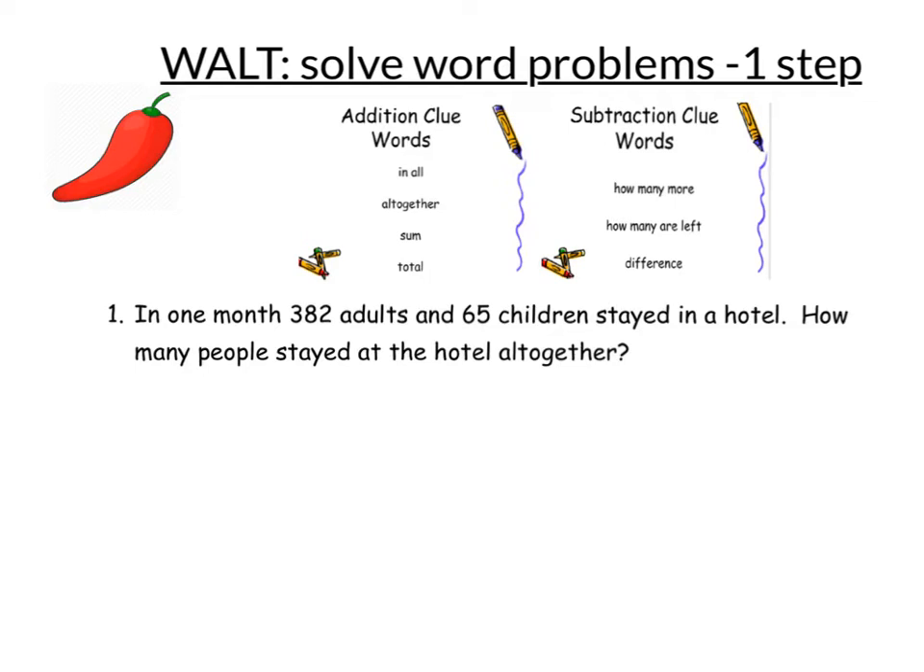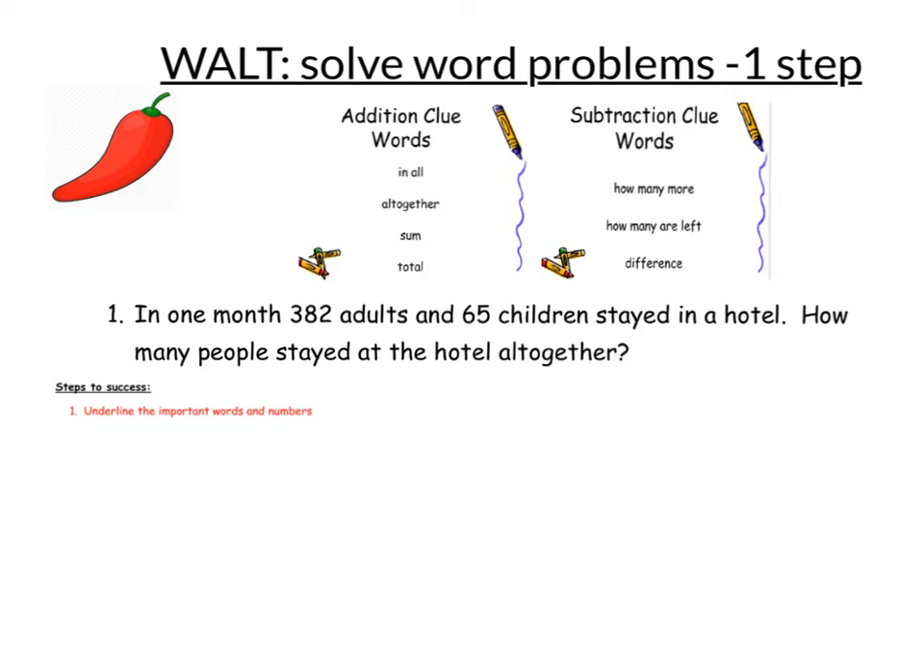This is the first example for the mild task today, so we're going to do number 1 together. If you've looked at the slides, the first thing that it tells you to do is to underline the important words and the numbers. So if you look at the little box above the addition and subtraction word clues, they might help you. In 1 month, 382 adults and 65 children stayed in a hotel. How many people stayed at the hotel altogether?